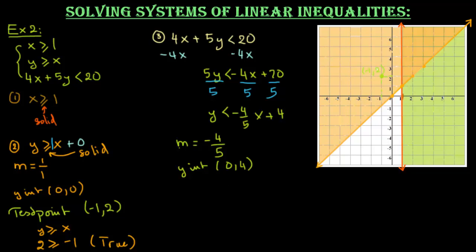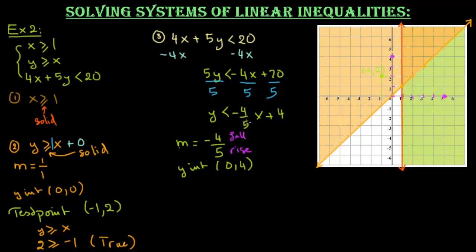So let's graph this one. We have the point 0, 4 right here. And what we're going to do is fall down 4 units and run over 5. So 1, 2, 3, 4 and go over 5: 1, 2, 3, 4, 5. So this is my second point. Since we don't have enough space, I'm going to stop at 2 points. Now we need to draw the line going through the 2 points right here.